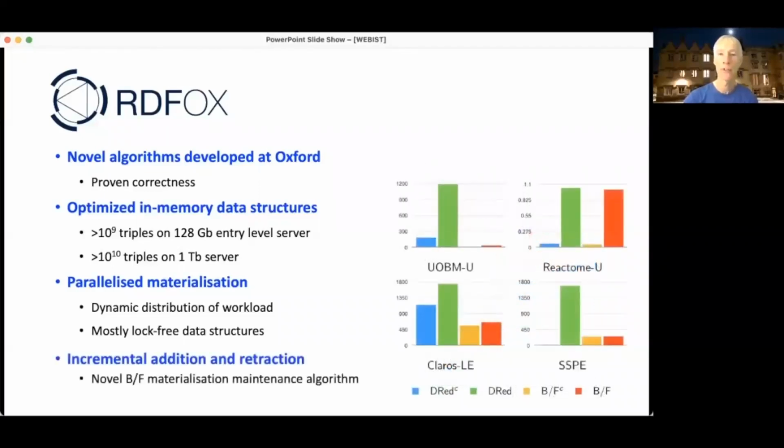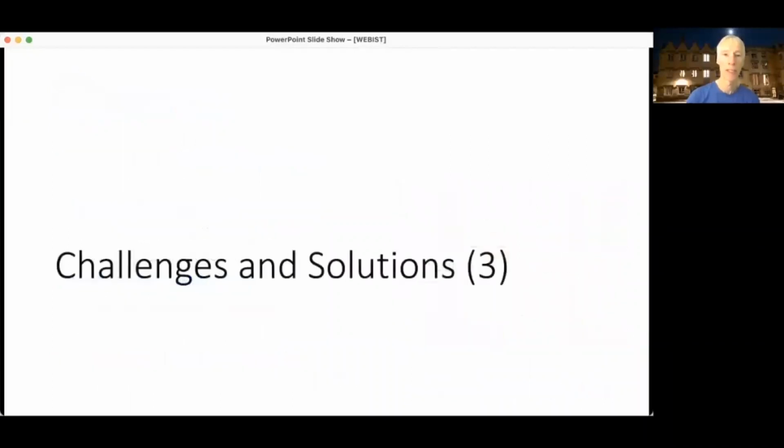Finally, RDFox implements incremental addition and retraction using a novel extension of the delete-rederive algorithm known as DRed. Our first paper on RDFox was published in 2014, and over the next few years, there were several successful industry applications of the system. For example, Kaiser Permanente used rules to capture care quality standards and to check that patient data indicated compliance with these standards.